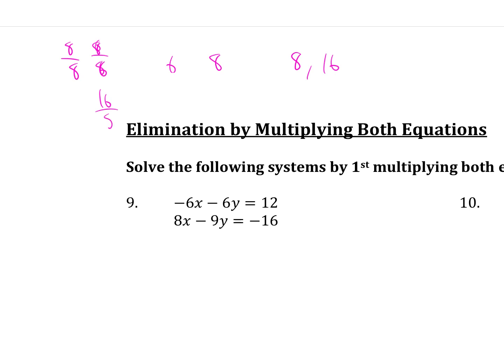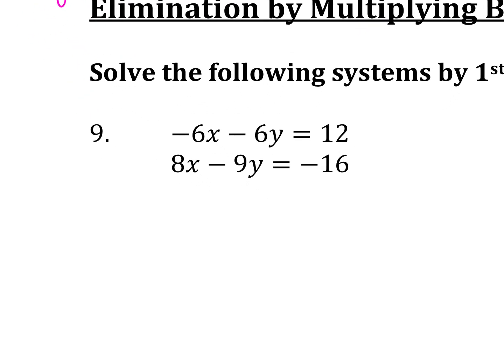Does 16 divide by 8? It does. 16 divided by 6? It does not. Okay, then we go up to 24. Is 24 divisible by 6? It is. And 24 also divides by 8. So the least common multiple is going to be 24. So what can we multiply? This is going to be 24 for the negative 6x and the 8x. 6 times what is 24? 4. And 8 times what is 24? 3.